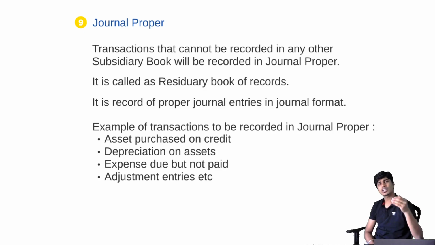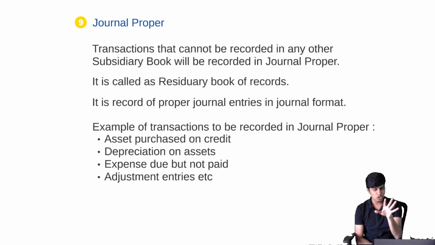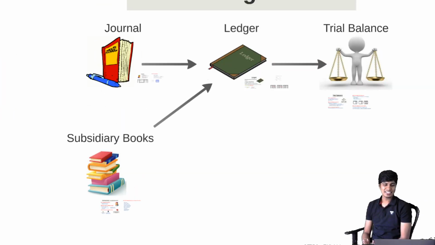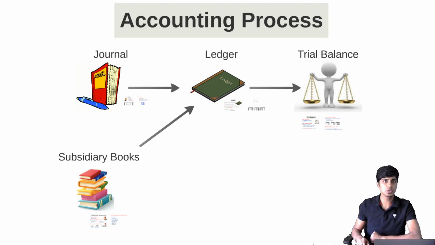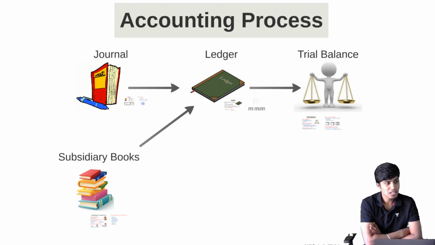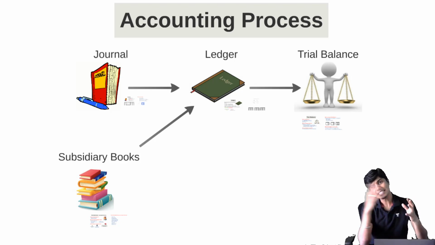The format of journal proper is same as journals. It is actually a journal book always. Got it? Fantastic. That, my friends, is subsidiary books and the entire accounting process. We have something left in this chapter of accounting process, that is rectification of errors, which is the last unit, unit 8 of our chapter 2. But I will still discuss it in the second video.